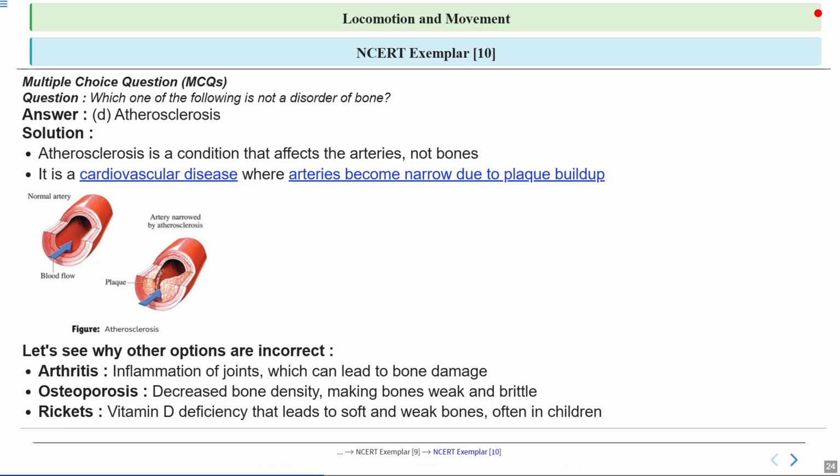It is a condition in children caused by the lack of vitamin D, which is essential for strong bones. Without enough vitamin D, the body cannot properly absorb calcium and phosphorus, leading to soft, weak, and sometimes deformed bones. This can cause problems like bowed legs, delayed walking, and bone pain. It is commonly seen in children who don't get much sunlight or have poor diets lacking vitamin D.